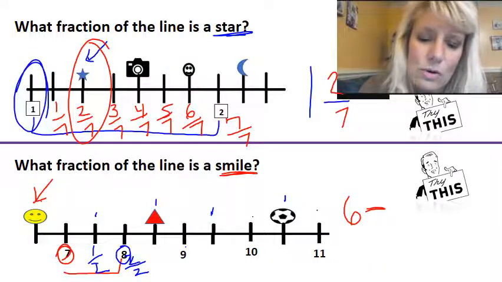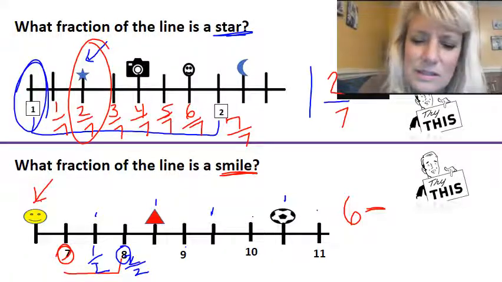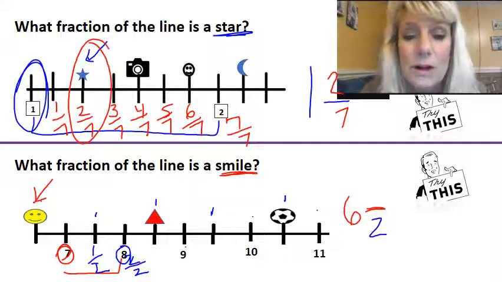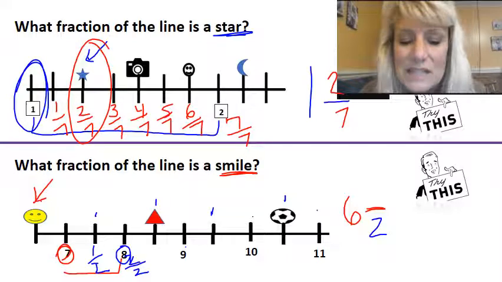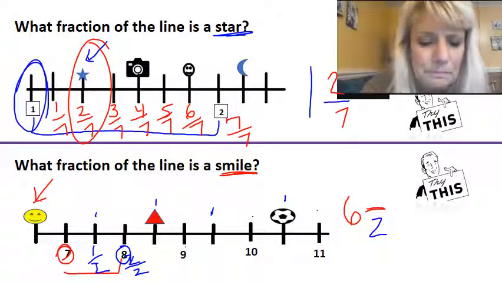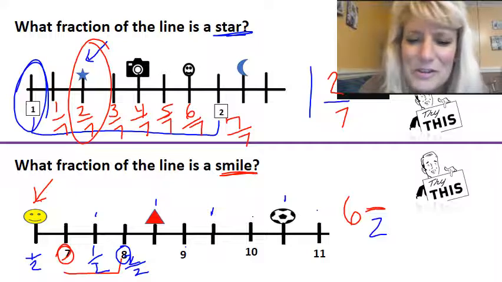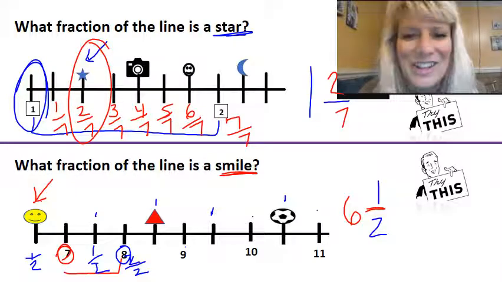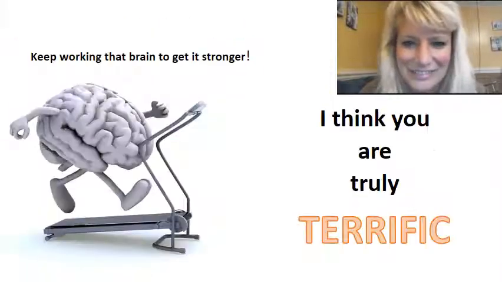So if I go backwards, I know that it's 6 something, and I also know that the bottom number has to be a 2 because each part of the line is divided into 2 before it reaches a new whole number. And that would make this one right here a 1/2. So my smiley face is on 6 1/2.